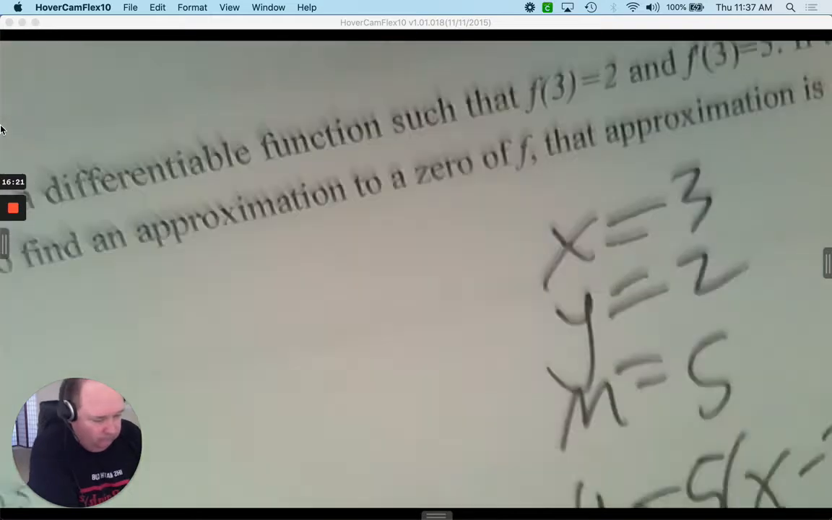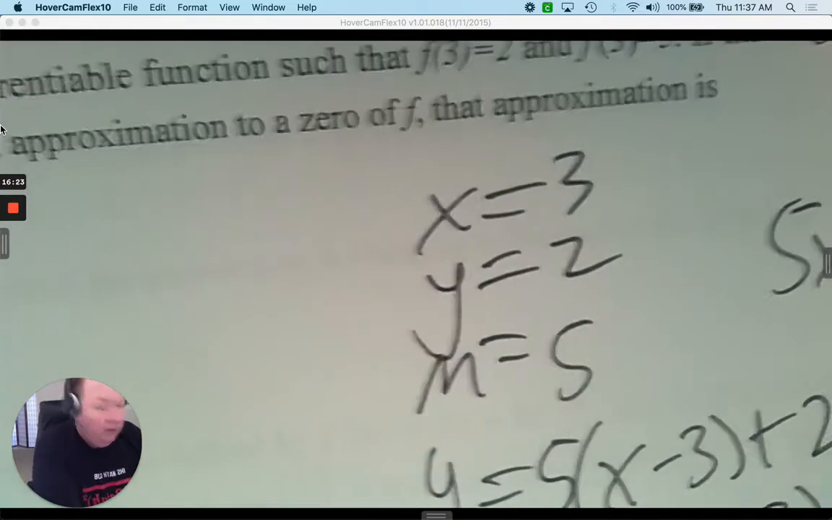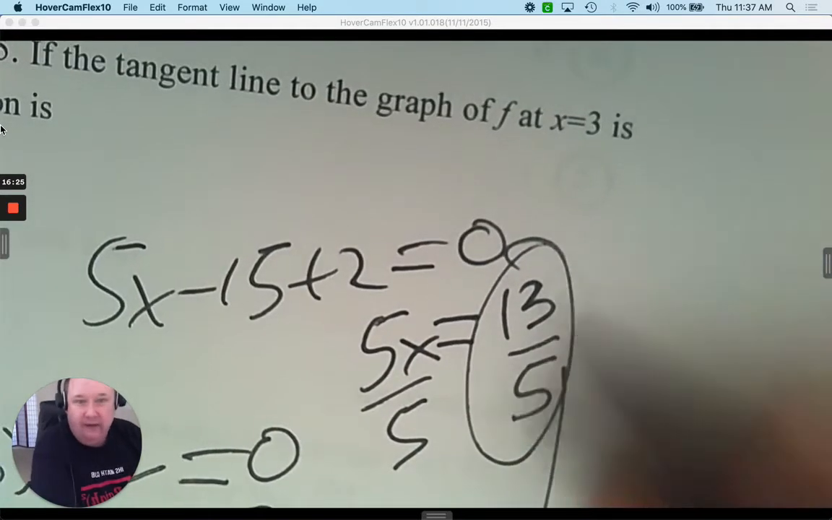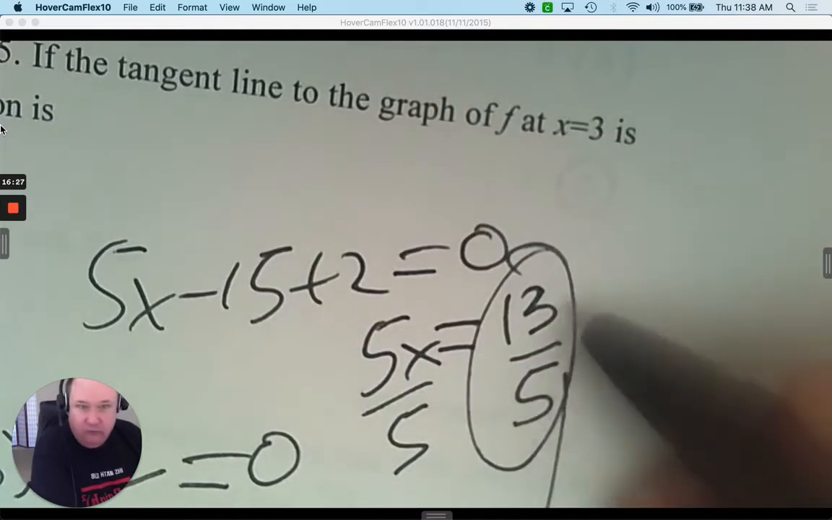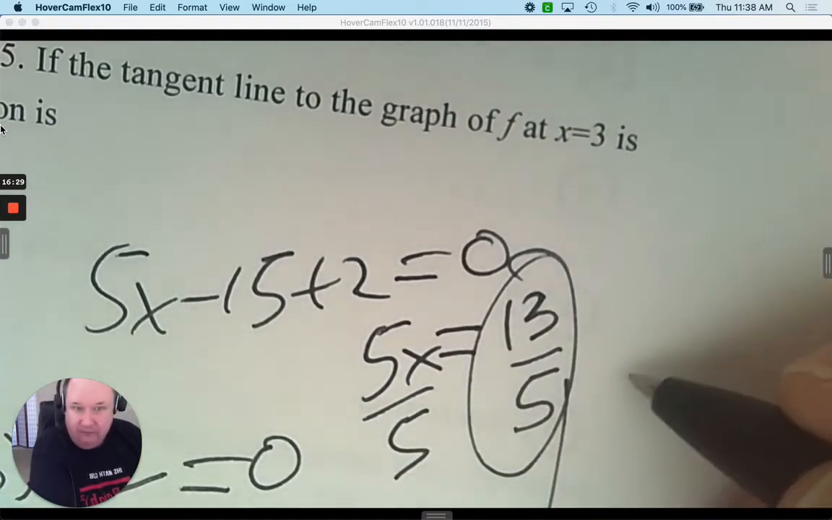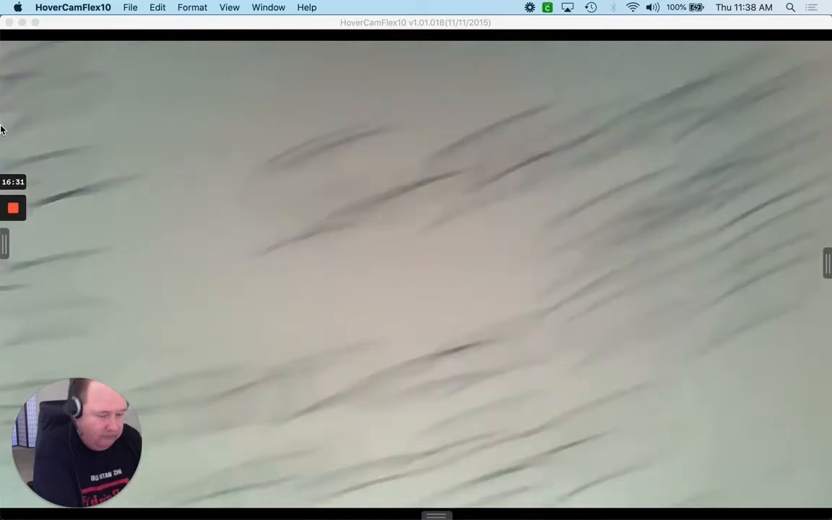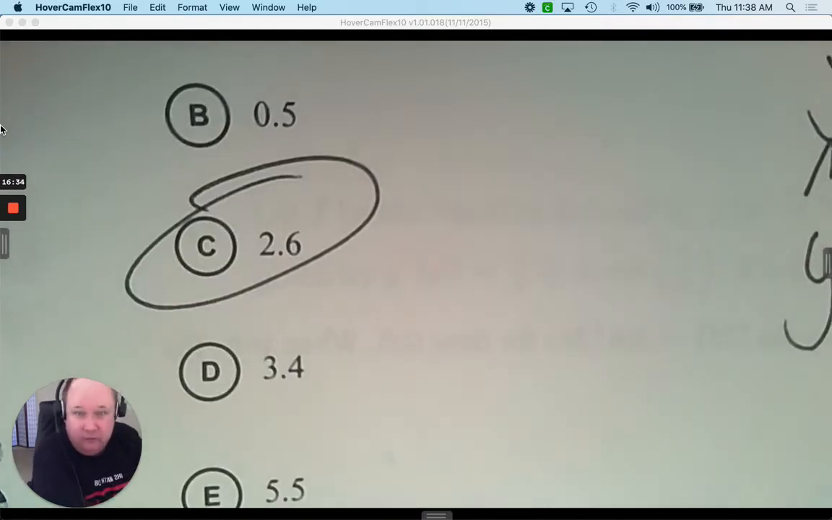I mean, you could know it's 2 and a little bit. It's not 3. It's between 2 and 3, right? 15 over 5 would be 3. So it's between 2 and 3. That's the only answer between 2 and 3.